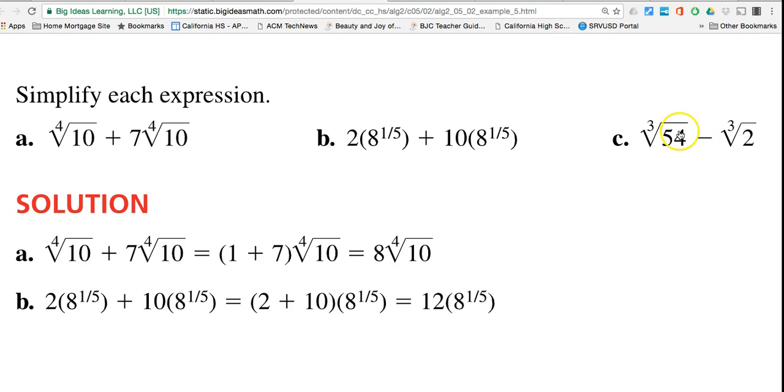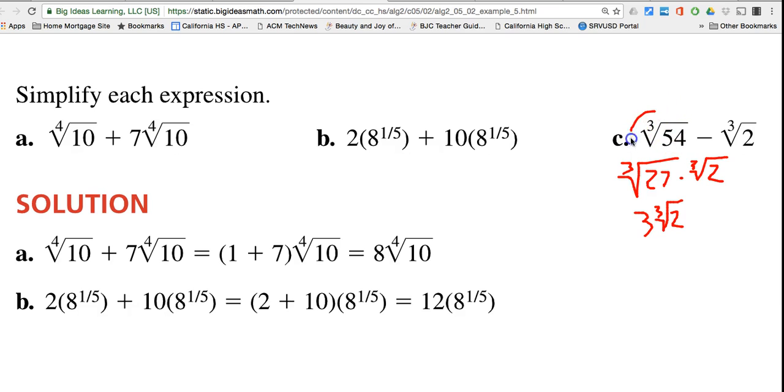Now, in C, you'll notice we don't have like terms yet. This is not the cube root of 52. We can't combine these until we have the same like term. However, because you've been getting good at simplifying these, you'll notice the cube root of 54 is just the cube root of 27 times the cube root of 2. When we simplify the cube root of 27, that just gives us 3 times the cube root of 2.